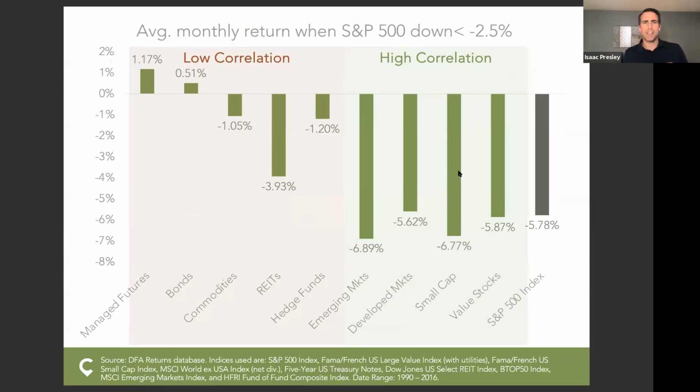Now, that said, even with the high correlation, they don't always move together in terms of the magnitude. Here's what we're looking at: when the S&P 500 is down at least 2.5% for a month, how do some of these asset classes hold up? What you can see is managed futures and bonds, for example, these lower correlated assets, actually have had a positive return on average in those scenarios. And some of these other low correlation asset classes have had a less negative loss as well, whereas some of these things over here are more or less in line.